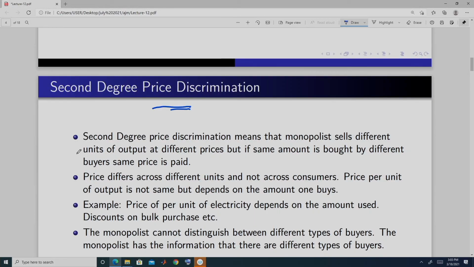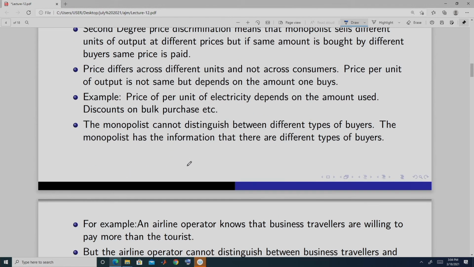Now, in second degree price discrimination, what we assume is that the monopolist sells different units of output at different prices, but if the same output is bought by different buyers, the same price is paid. So, it means the monopolist cannot distinguish between the consumers.